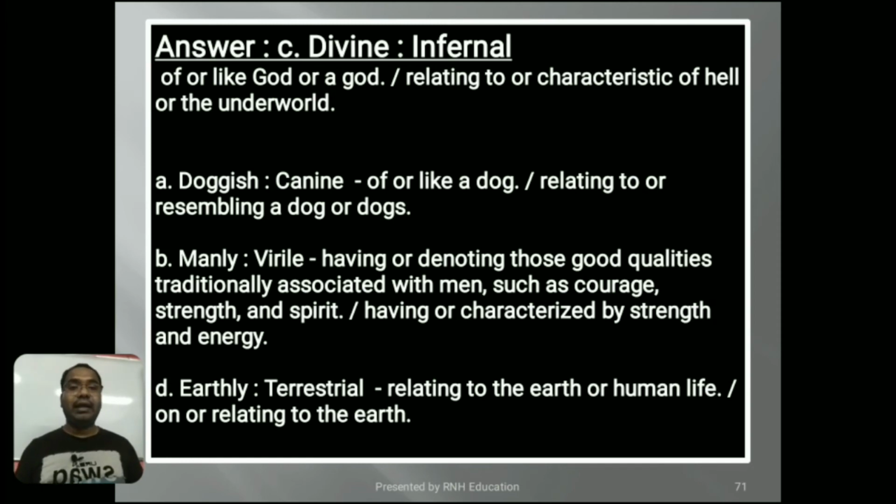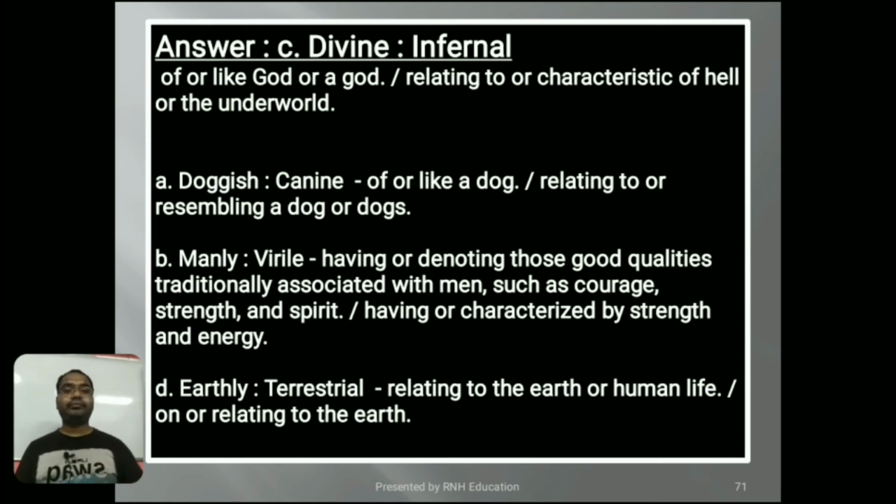And option B is manly and virile. Manly means having or denoting those good qualities traditionally associated with men, such as courage, strength, and spirit. And what is virile? Virile means having or characterized by strength and energy. So those two words are not in a sense of opposition. And now take option D, earthly and terrestrial. Earthly means relating to the earth or human life, and terrestrial means on or relating to the earth. So in this option, two words are not in opposition. So it is clear what should be the right answer.